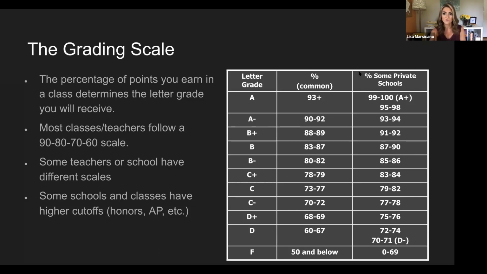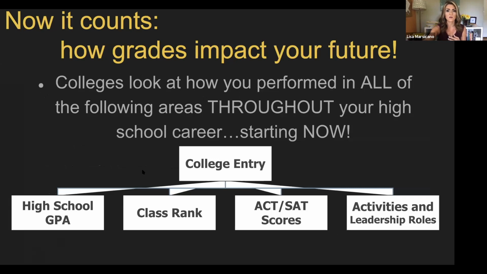And then on the right hand side, if you're at a private school or in certain honors classes, they change their scale. So it's a little bit harder. So the minimum A, instead of being a 90, is going to be a 93. So I just want to make sure everybody's aware for each class and for your school. So look in the school handbook and understand what your grading scale is and where those grades are coming from.